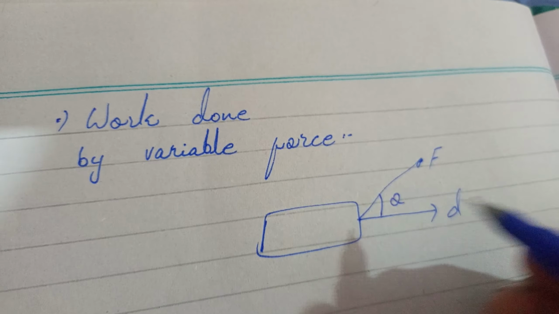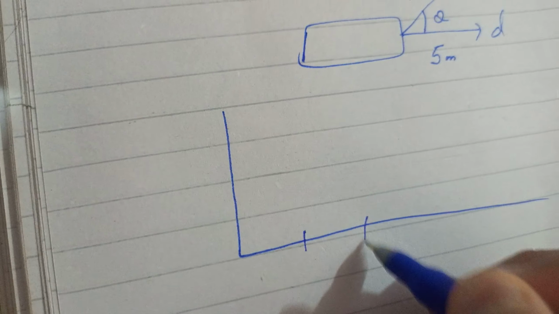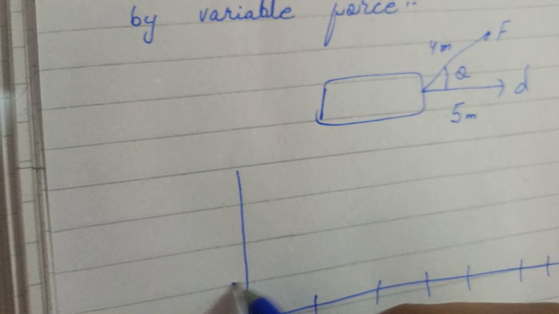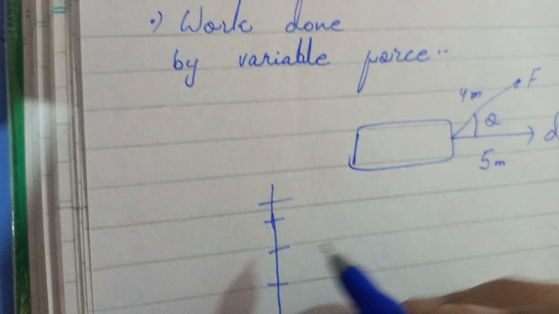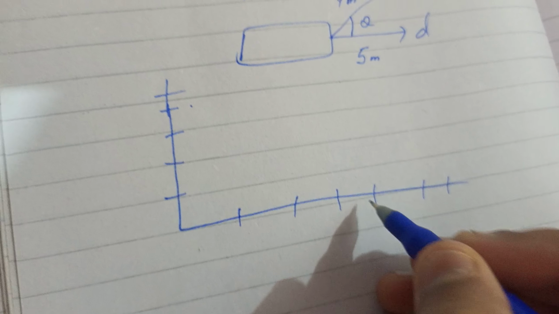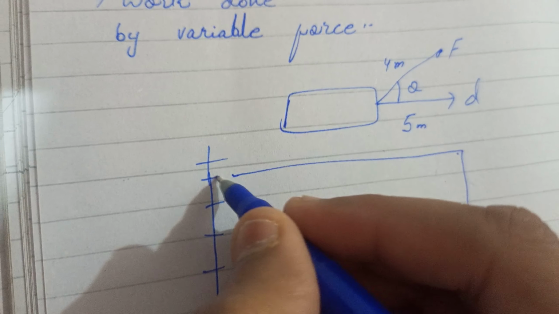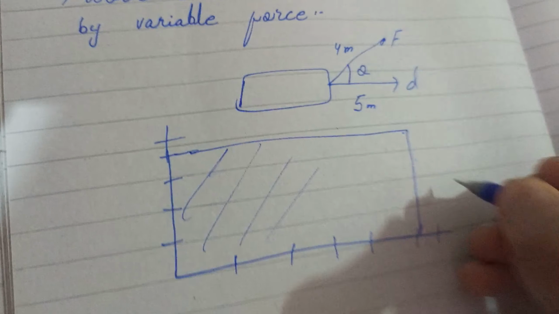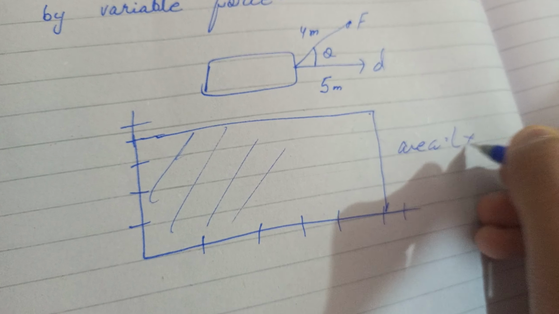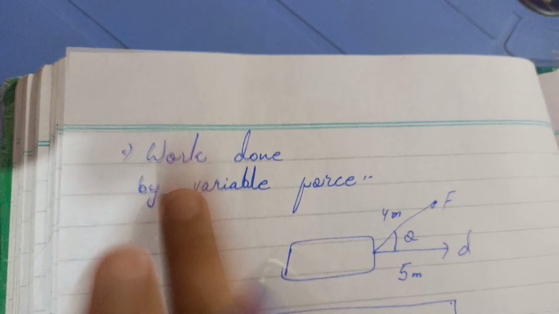Now what we need to do is make a chart like this, with 1 2 3 4 5 6 and 1 2 3 4 5. So where is the force? 1 2 3 4, there is the force. And where is the displacement? 1 2 3 4 5. So here is the displacement, so we have made it on the chart. Just for example, this is called area, which is equal to length into breadth. Now what we need to discuss today is the work done by a variable force.